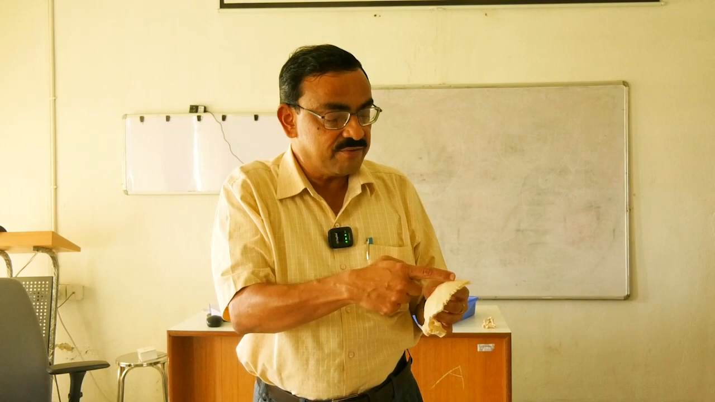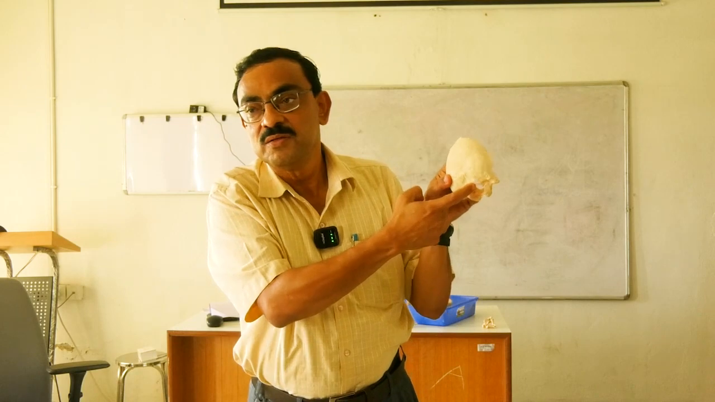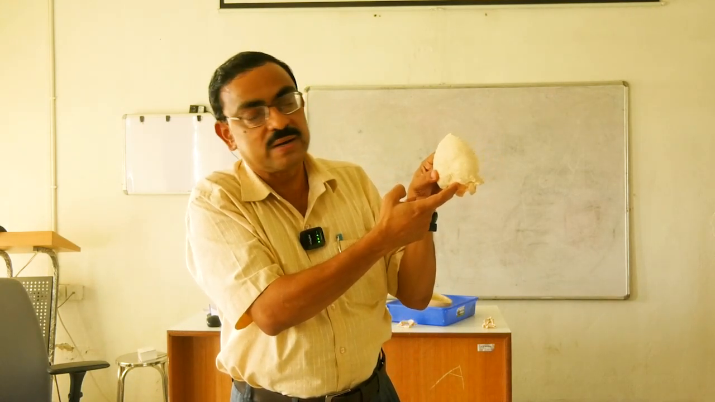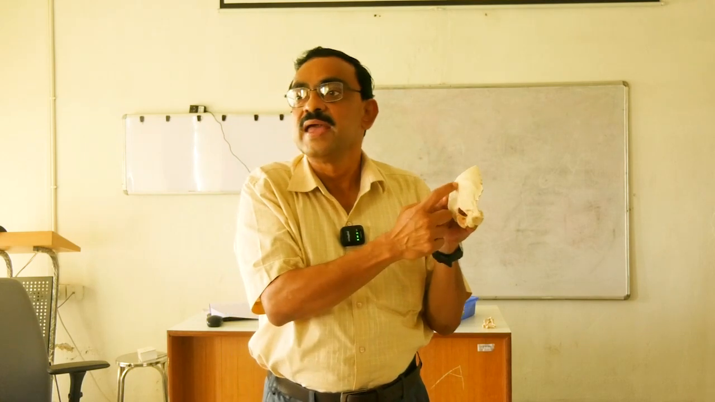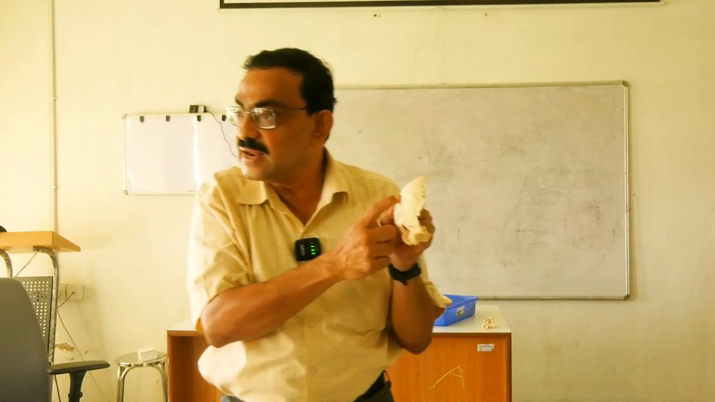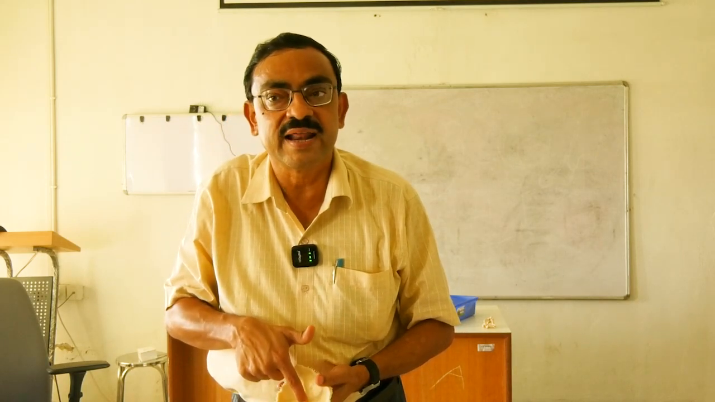Similarly, inside we will get another protuberance which is called the internal occipital protuberance, and we can find one line from here up to the posterior margin of the foramen magnum. So this is one crest, an elevated margin. This is called the external occipital crest. Similarly, here we will get another crest which is called the internal occipital crest.